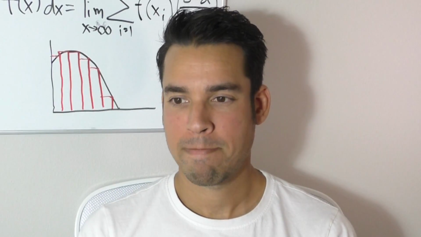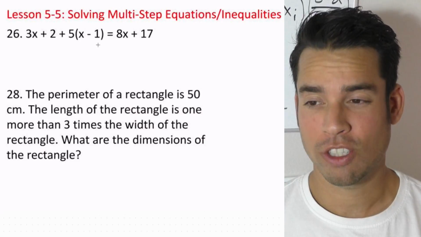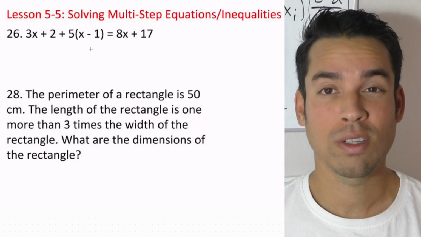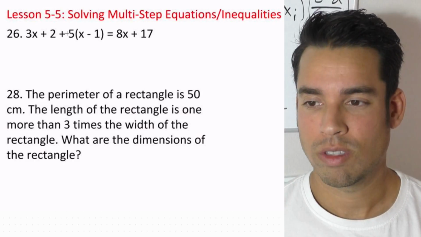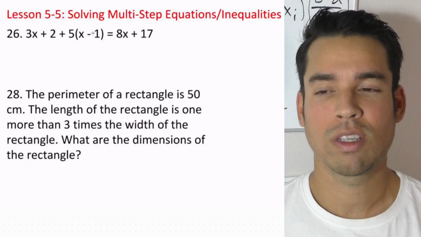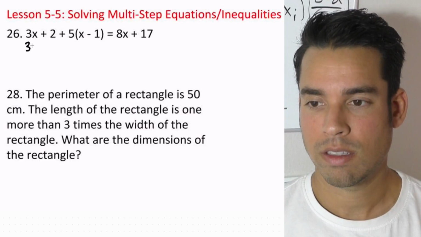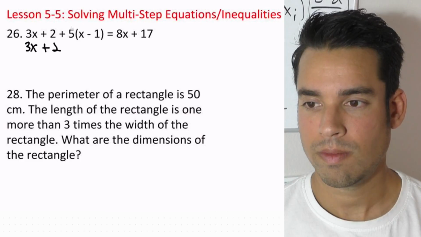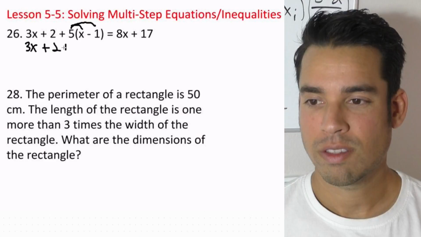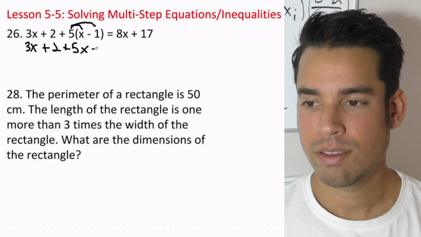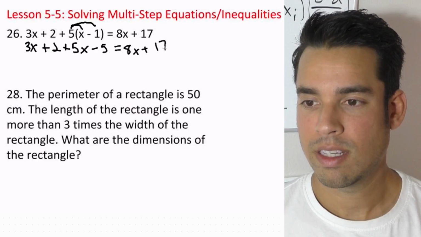Let's do it. Here we have 3x plus 2. We got a whole bunch of stuff in this equation. So to isolate x, first we got to get all the x's together. We got to do this distribution. We got to get everything in working order. So let's first start here. We get that distribution going. We got 3x plus 2. 5 goes there and there. That's our distributive property. Plus 5x minus 5 equals 8x plus 17.